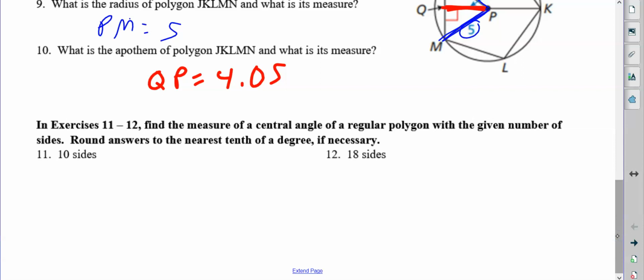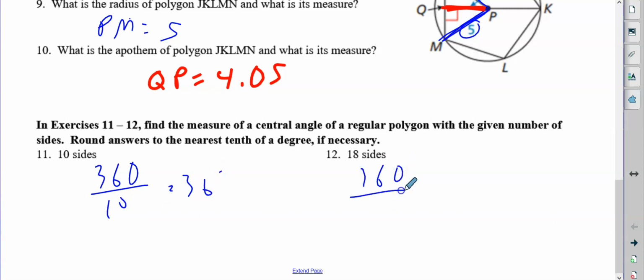Okay, find the measure of the central angle given the number of sides. So 360 divided by 10, simply 36 degrees. 360 divided by 18, 20 degrees. That's all you do.